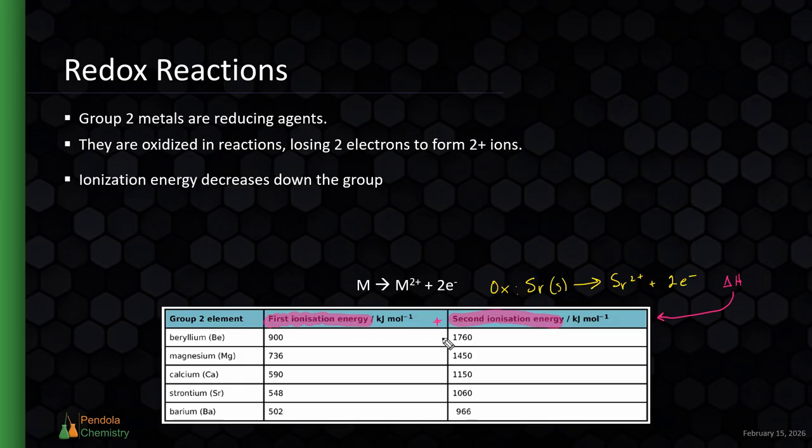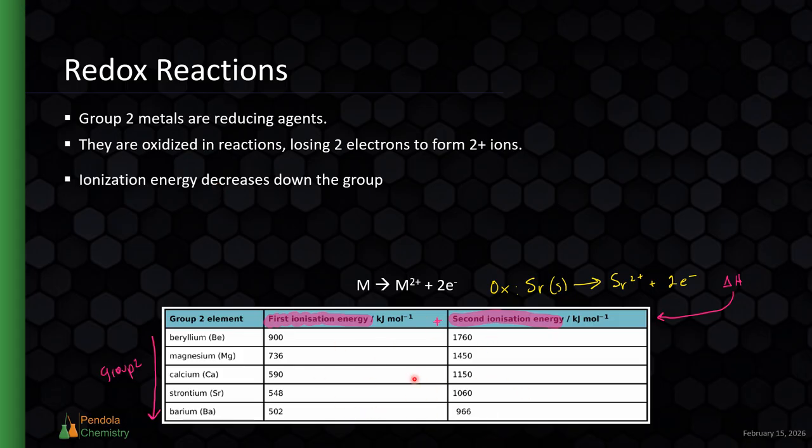So what does that mean? The smaller this enthalpy change is, the less energy it takes to do this, the easier that element is going to react. And you can see that as we go down from beryllium to barium, as we go down group 2, we have an ionization energy decrease down the group. Both the first and second ionization energies of the group 2 elements decrease down the group.